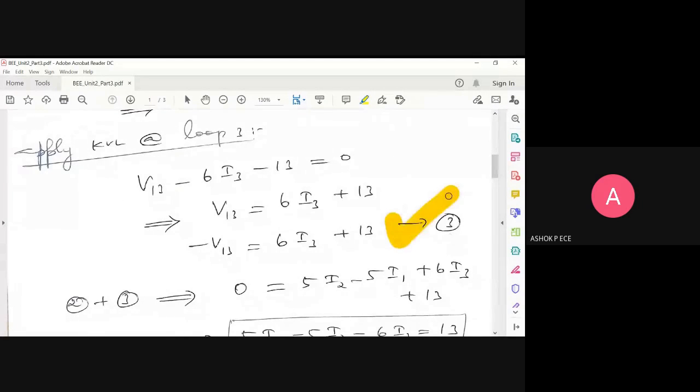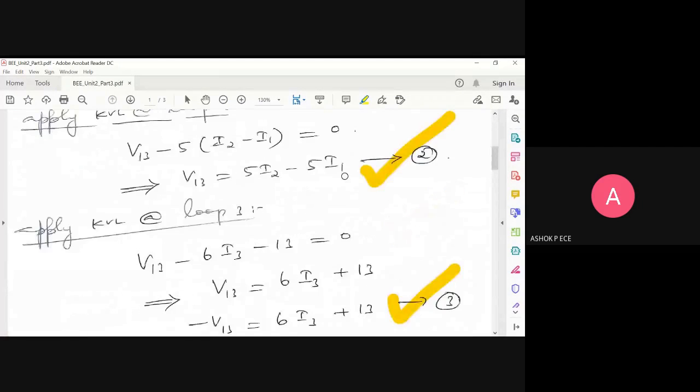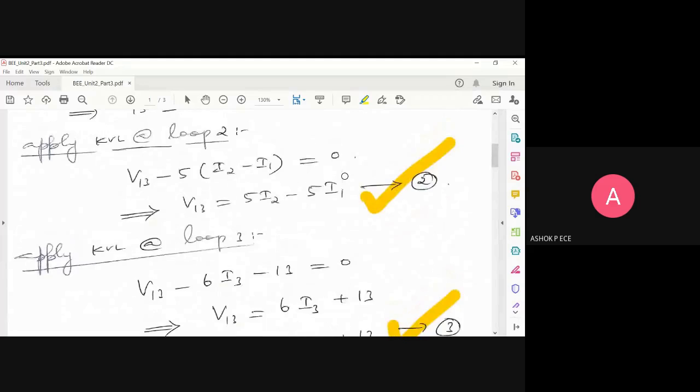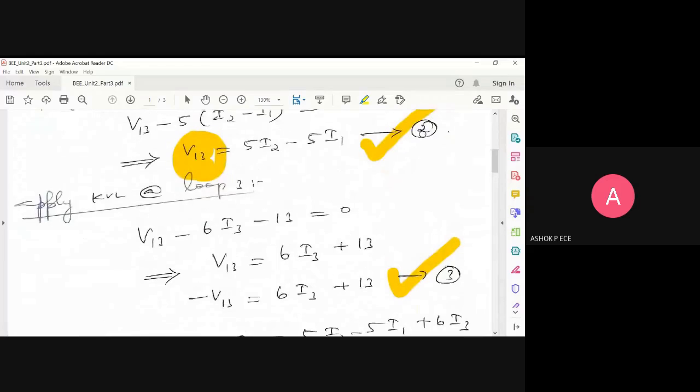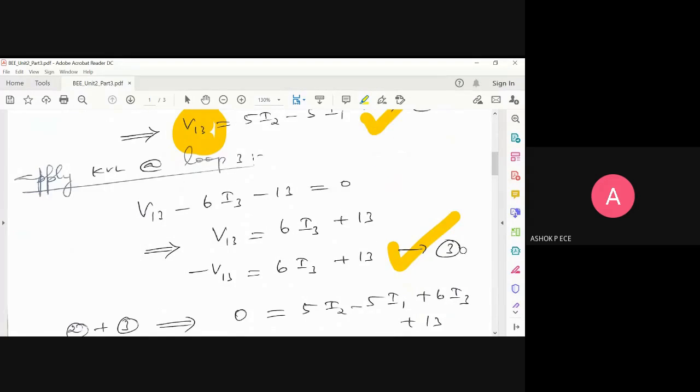See, I1, I2, I3 are our parameters, right? And this V13 is an unknown parameter to us. So we have to eliminate this V13. We have to use equations 2 and 3 to eliminate V13. So you see in equation 2, I have V13 equal to 5I2 minus 5I1. And in equation 3, I have minus V13 equal to 6I3 plus 13.